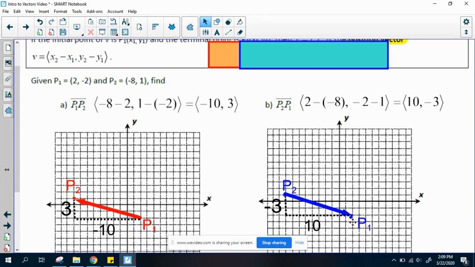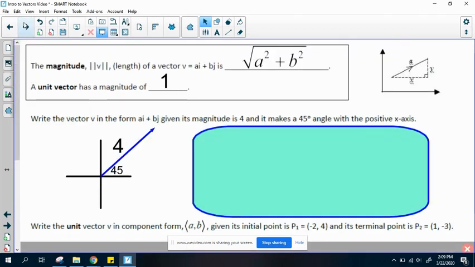So it's pretty easy to add vectors. It's pretty easy to subtract vectors. And then if you want to move from one place to another, you have to move the position. So you use subtraction. All right, let's move on to magnitude.